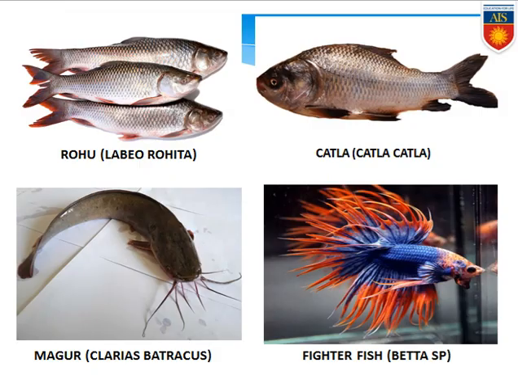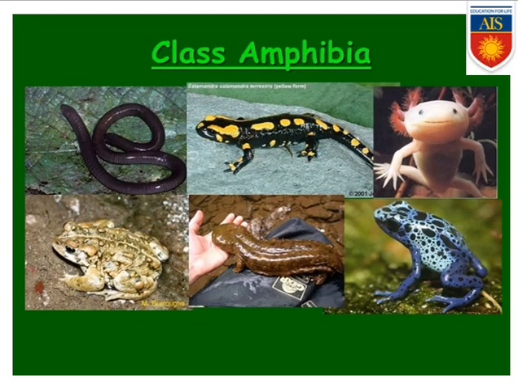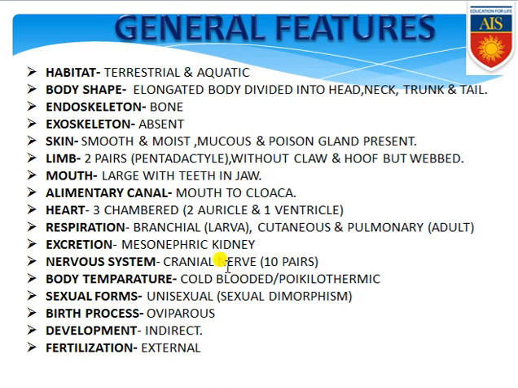Now we have come to the class Amphibia. In case of class Amphibia, first of all we need to know the general features. The general features commonly found are, first of all, habitat: they are terrestrial and aquatic. Body shape: their body is elongated and divided into head, neck, trunk and tail.